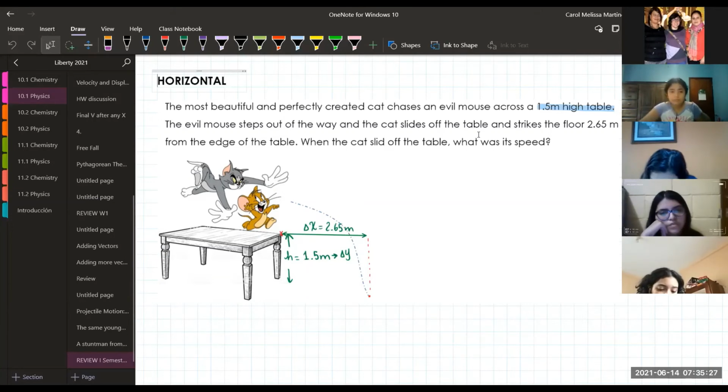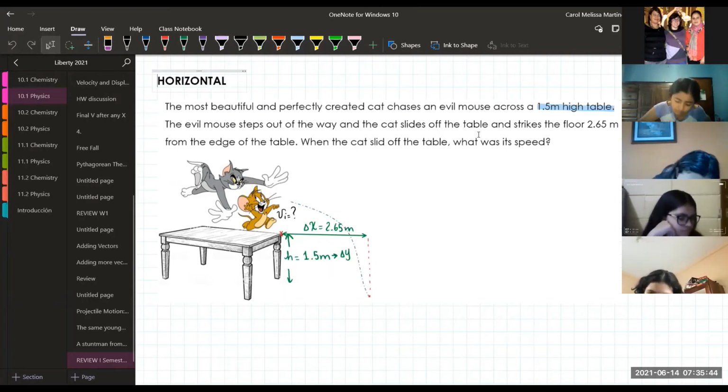And they're asking you to find the speed at which it leaves the table. So I need to find my initial speed. Okay, this is going to be my unknown. My initial speed, or my initial velocity, is going to be my unknown.